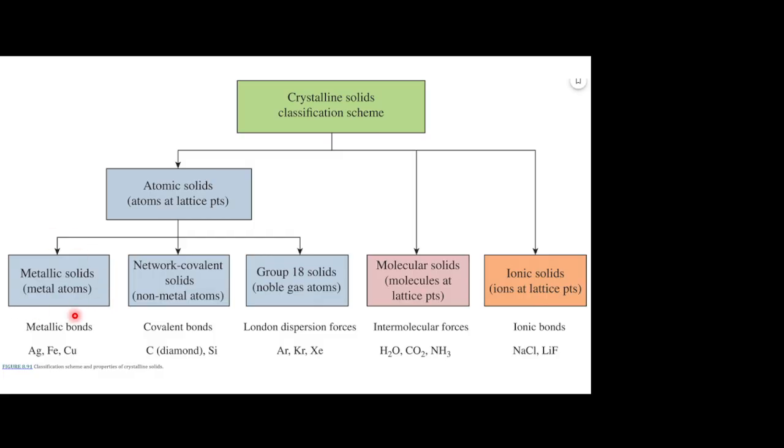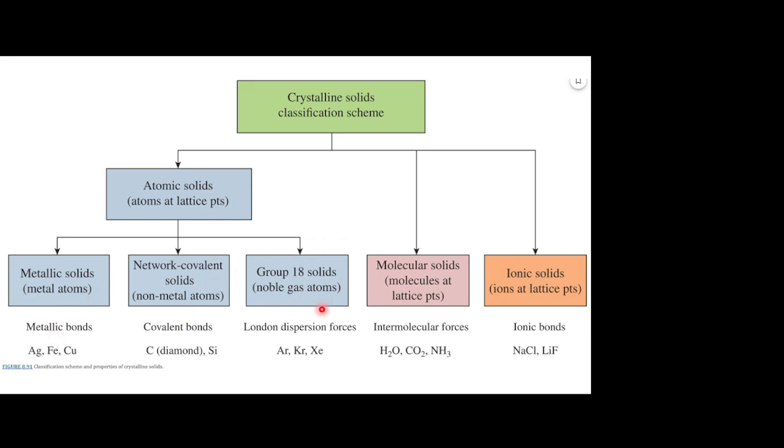You're going to have metallic solids, and these are going to be metal atoms, of course. They're going to have metallic bonds, which are kind of bonds, right? More like electrons holding things together. Some of them get more covalent-like. If you were to look at iron, for example, it can start getting fairly covalent-like.